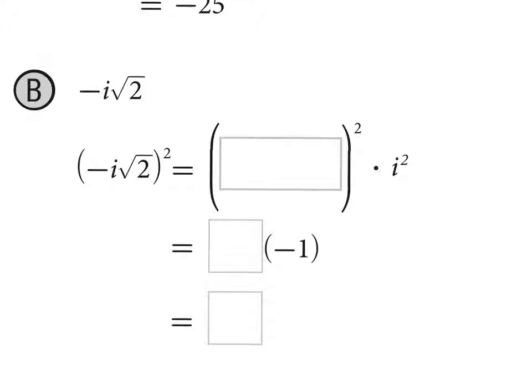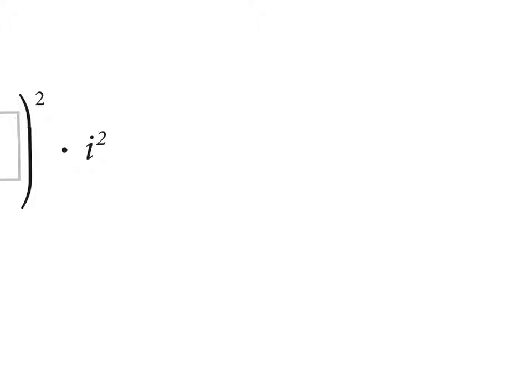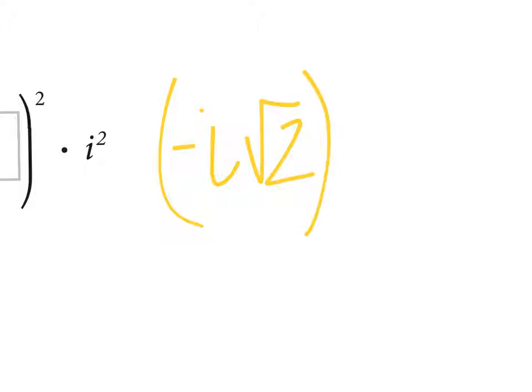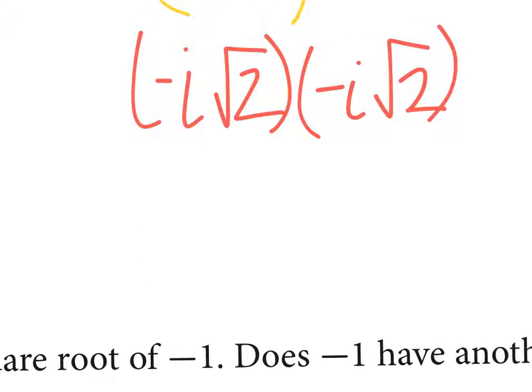Let's look back at example B. I have -I square root 2. So I have -I square root of 2 squared, because that's what I'm supposed to do, is square this problem. So I'm going to write it twice. So -I square root 2 times -I square root 2. Well, what is -I times -I? It's I squared. It would be positive, but it would be I squared because there were 2 of them.